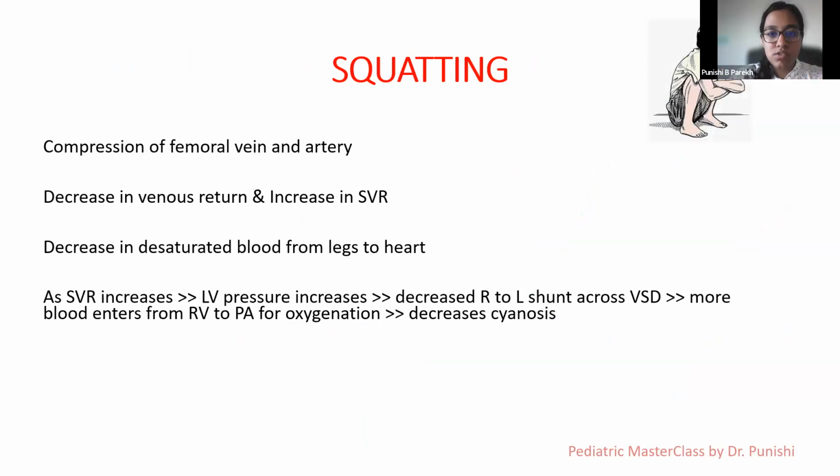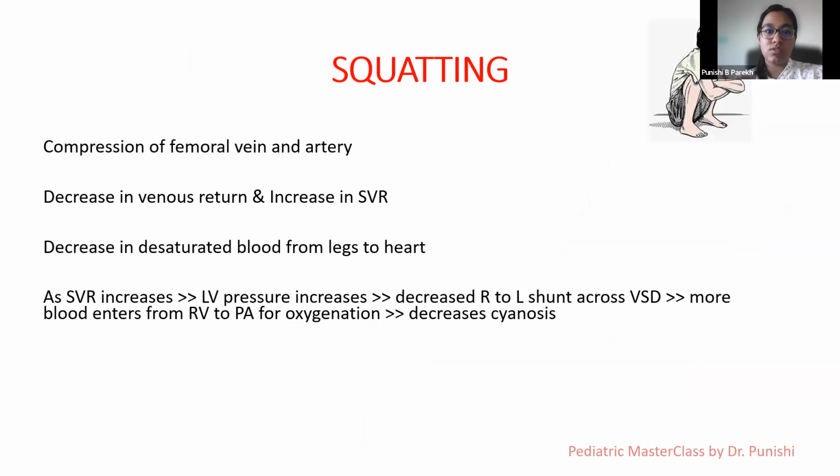So when you sit in this position, it results in a compression of the femoral artery and the femoral vein. Okay. So what happens because of that? When you have compression of your femoral vein, it results in decreased venous return to the right side of the heart, correct? And at the same time, when your femoral artery gets compressed, you have increase in your systemic venous return.